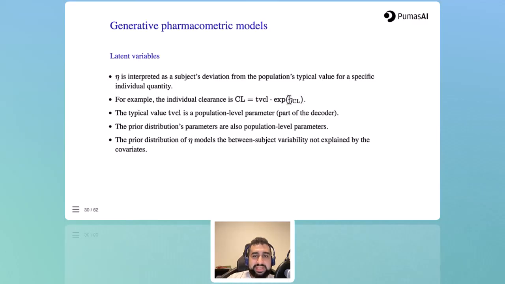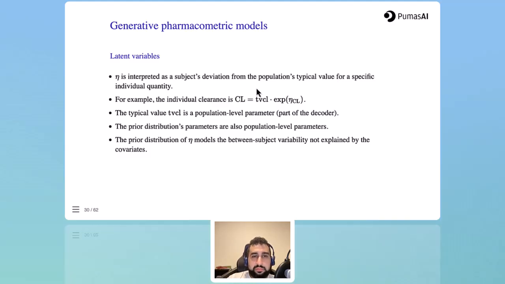Now, if eta CL is negative, then the exponential of that will be less than 1, and we'll be multiplying TVCL by a number that's less than 1, giving us a clearance for this individual that's less than the typical value. All right? And so the interpretation of eta CL here is that it's some deviation from the typical value in log scale, often for these parameters.